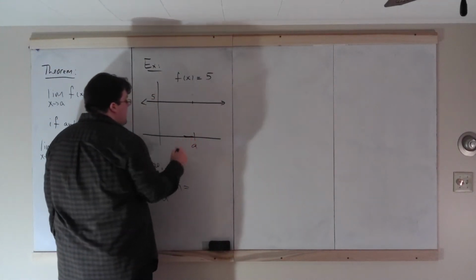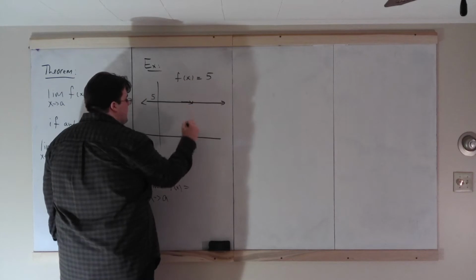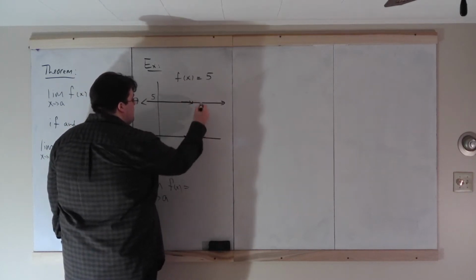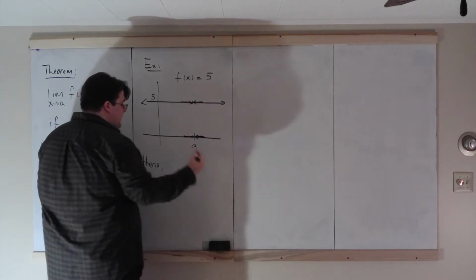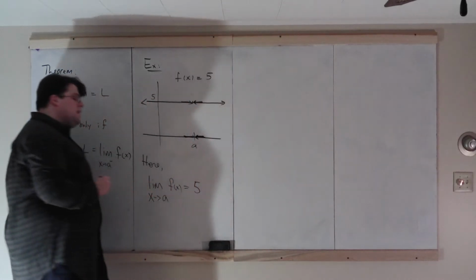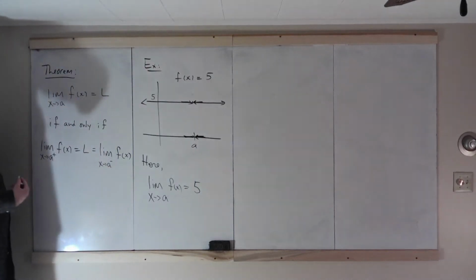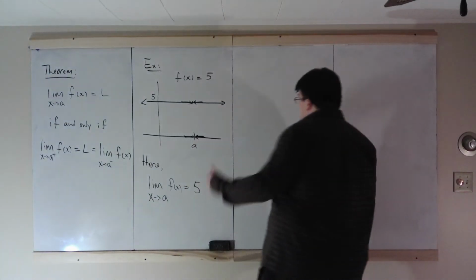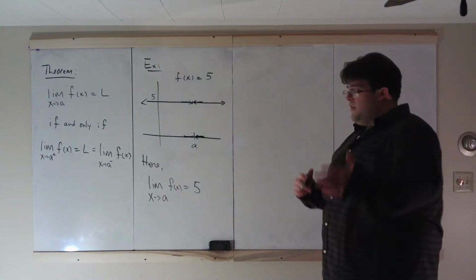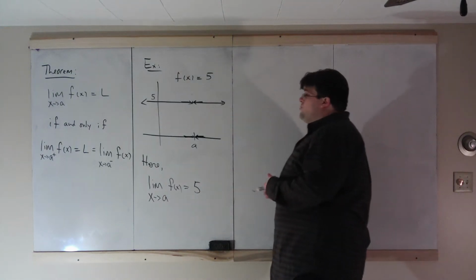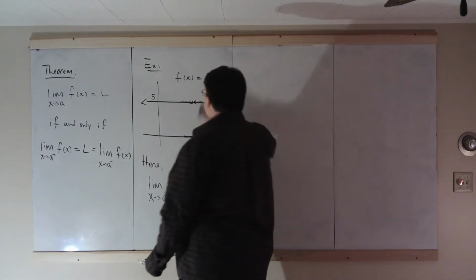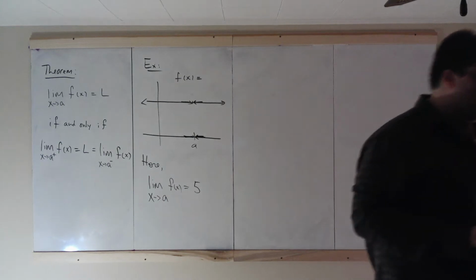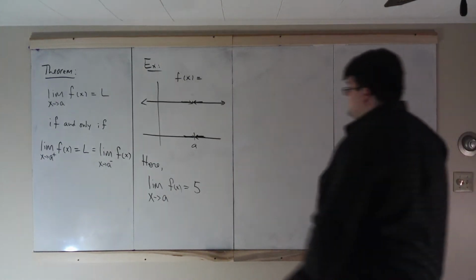On this side of a, function values approach 5. On this side of a, function values also approach 5. So the limit as x approaches a of f of x equals 5. And for this constant function, the specific constant we choose doesn't actually make a difference. So let's just say, I used the letter c in the notes.